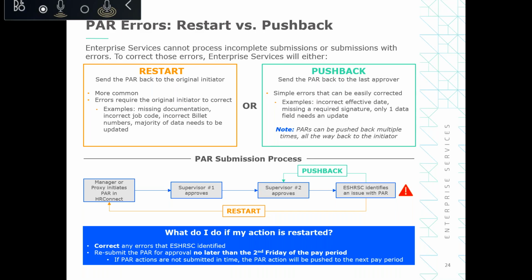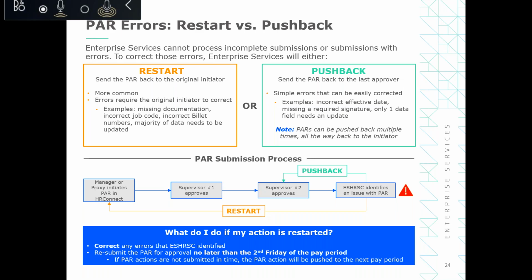Use of the restart or pushback function for an action is determined based on the kind of error that needs to be addressed. So we will restart for errors requiring your corrections, right? An initiator's corrections such as missing documentation, incorrect billet numbers. Actions get pushed back for simple errors like an incorrect effective date or a missing required signature.